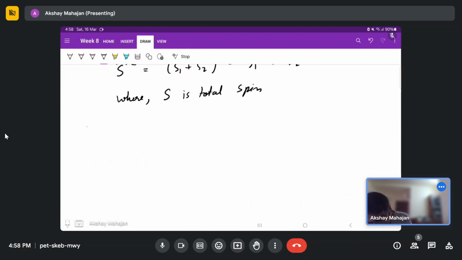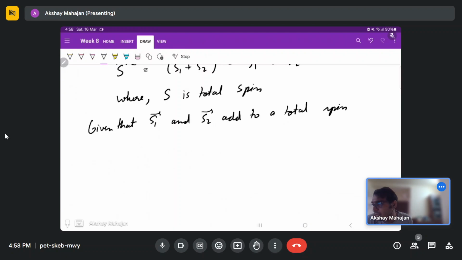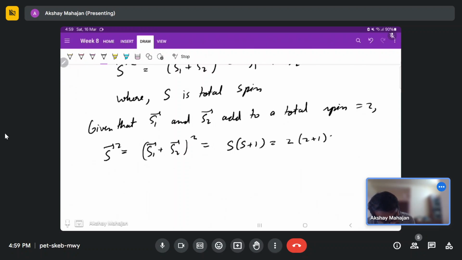Now given that s1 vector and s2 vector add to a total spin equal to 2, this S vector square, which is s1 vector plus s2 vector whole square, will be equal to S into S plus 1, and total spin S is given as 2. So this will be 2 times 2 plus 1, that will be 6. So S vector square value will be 6.